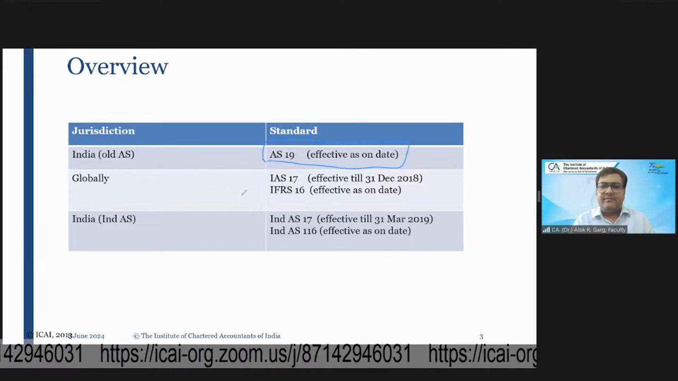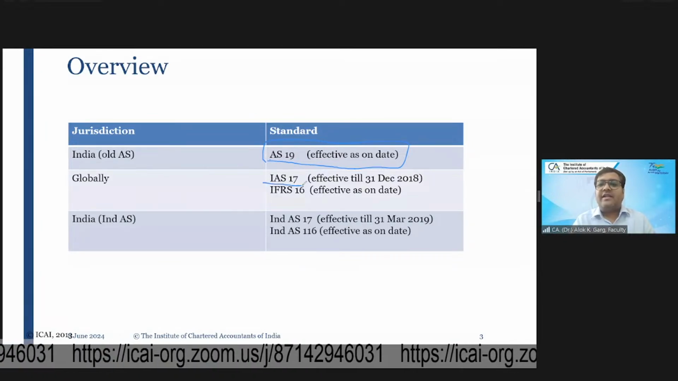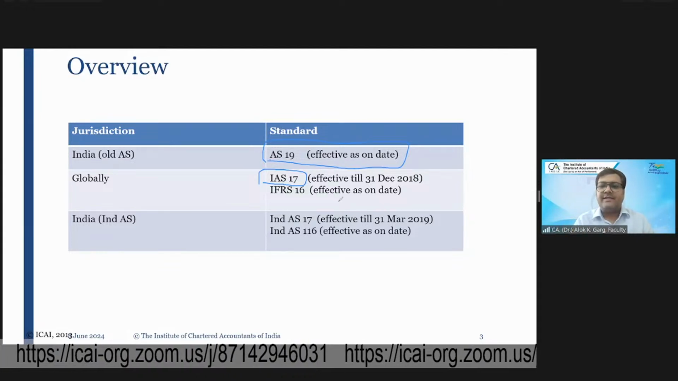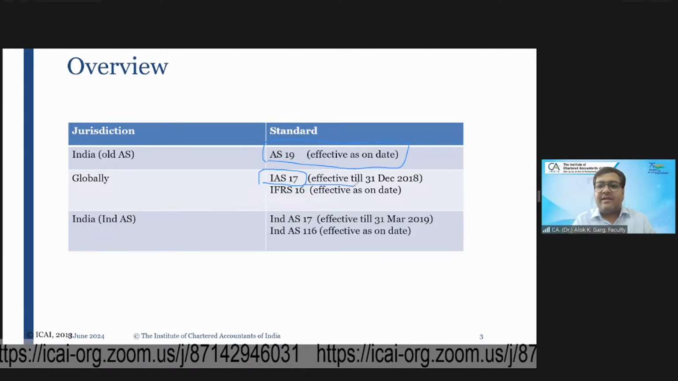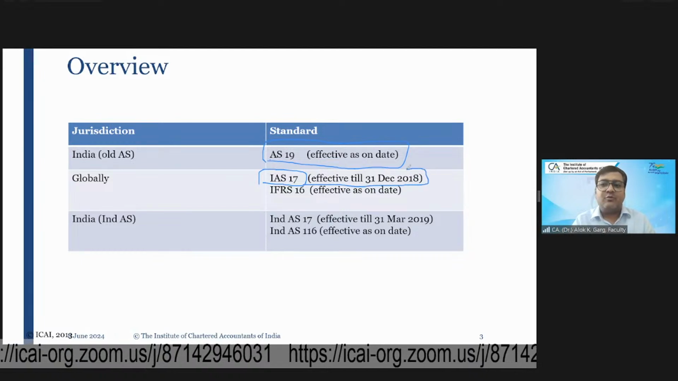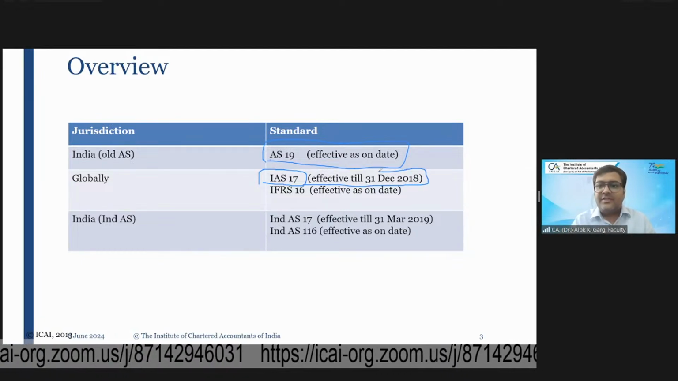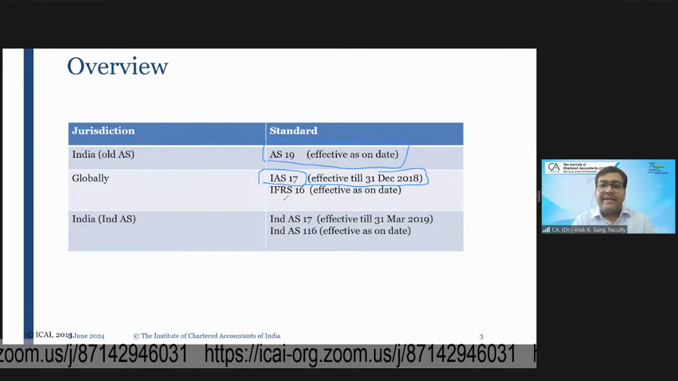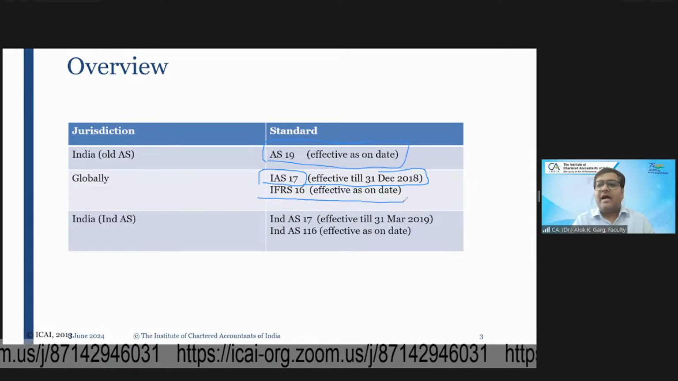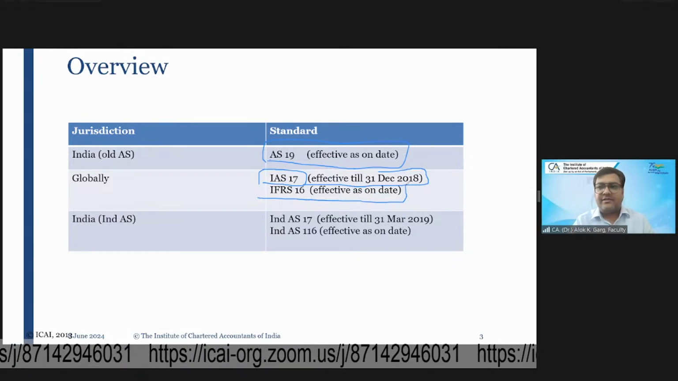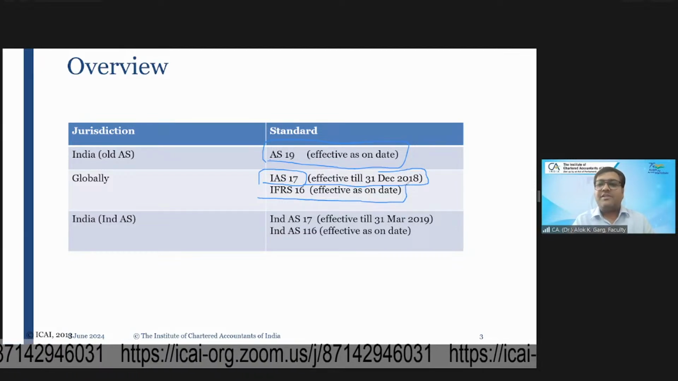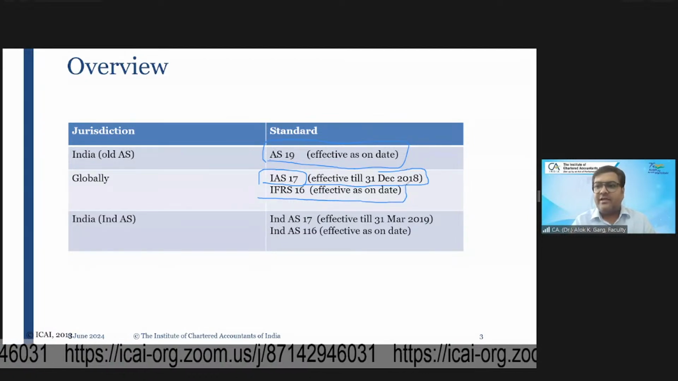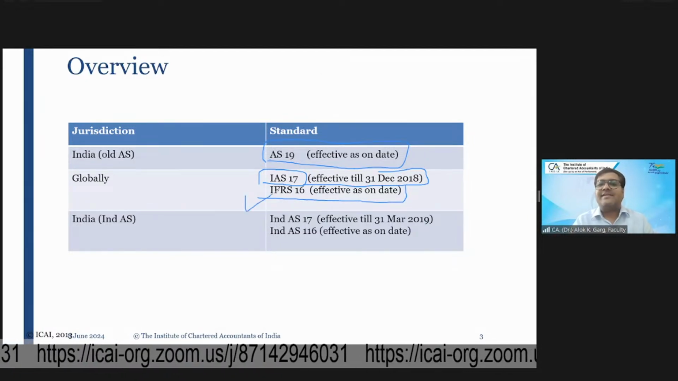Friends, globally, there was International Accounting Standard 17. I have used the word was, right? And this IAS 17 was effective till 31st December 2018. It means this standard is no more. This standard has already gone 6 years back. As of now, globally, IFRS 16 is effective. If someone asks you which international standard, which IFRS standard is applicable in the Middle East, in UAE, in Europe, then IFRS 16 is applicable.